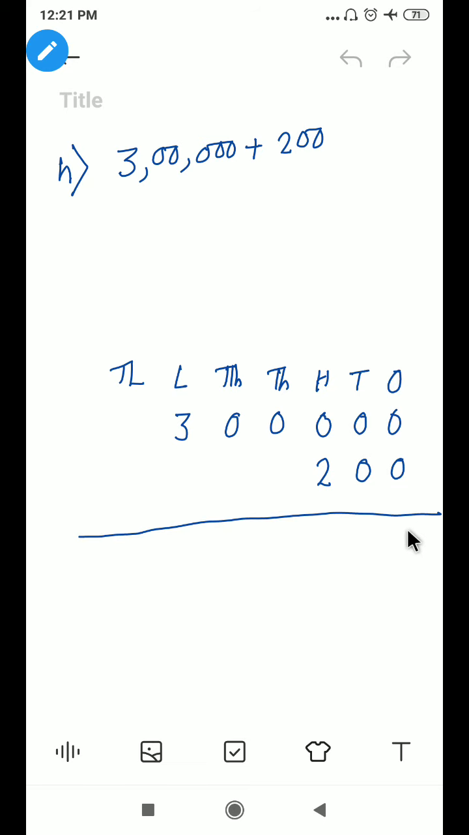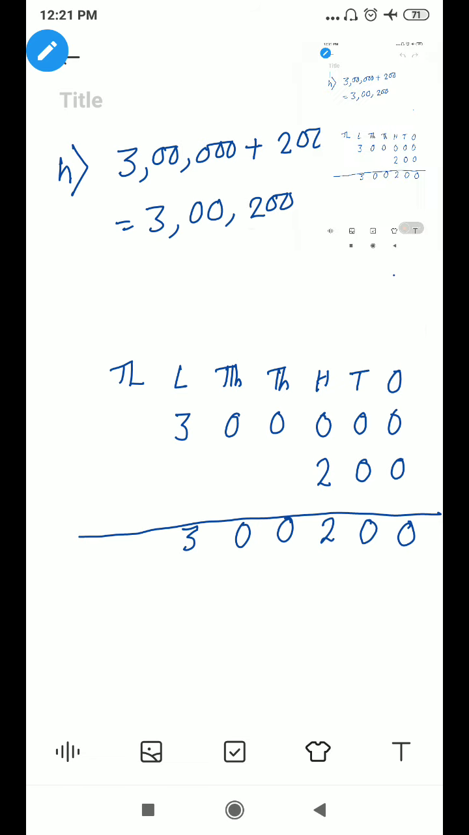Now again add it. There is 0 in the 1 place, 0 in the 10 place, only 2 in the 100 place, 0 in the 1000 place, 0 in the 10,000 place, and in the lakh place there is 3. So our answer will be 3 lakh and 200. This way you have to do the rest of the problems in question number 2.